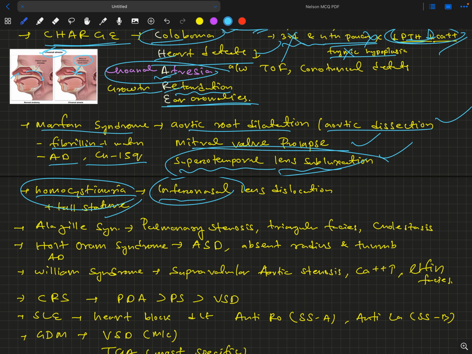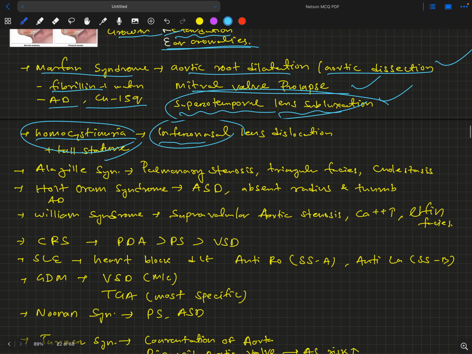So superotemporal lens subluxation is seen in case of Marfan syndrome. Inferonasal is seen in case of homocystinuria. In case of Alagille syndrome, we see pulmonary stenosis, triangular facies, cholestasis. Alagille syndrome is pulmonary stenosis, triangular facies, cholestasis.